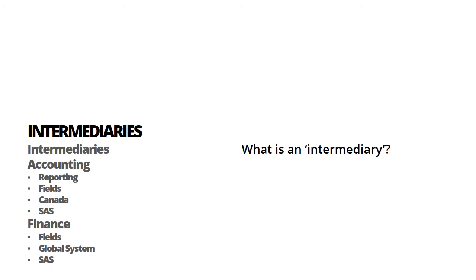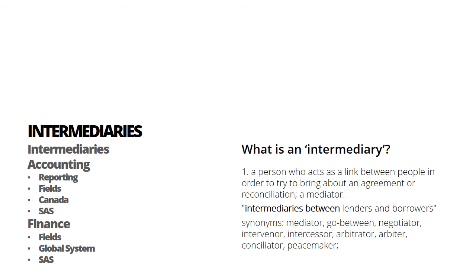Okay, to start, what is an intermediary and how does it relate to the theme of value measurement that we were discussing this week? Also, how does it relate to this course and to the study of business in general? First, let's look at a definition. As you can see here, an intermediary can be a person acting as a link between people in order to try to bring about an agreement or a reconciliation, or a mediator. The example given is clearly more business relevant, and as you can see from the synonyms, an intermediary can also serve many different kinds of functions that are apparently business relevant.